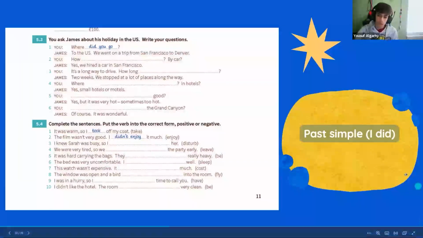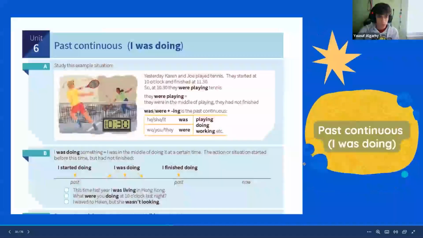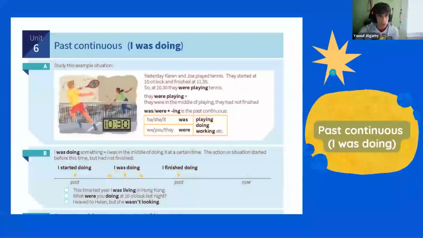Good, good. All right. So now we move on to the next part of the lesson, which is past continuous, I was doing. Okay. So here we have an example situation. Karen and Joe played tennis. Okay. They started at 10 o'clock and finished at 11:30. So at 10:30, they were playing tennis. Okay. They were playing would mean that they were in the middle of playing and they had not finished.